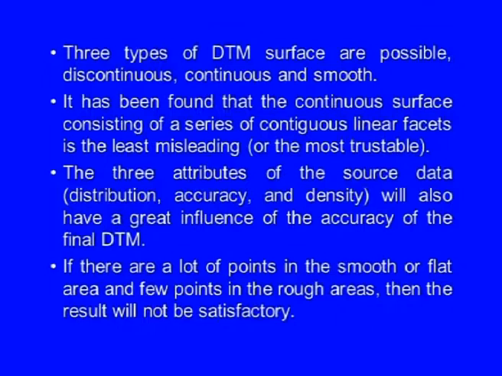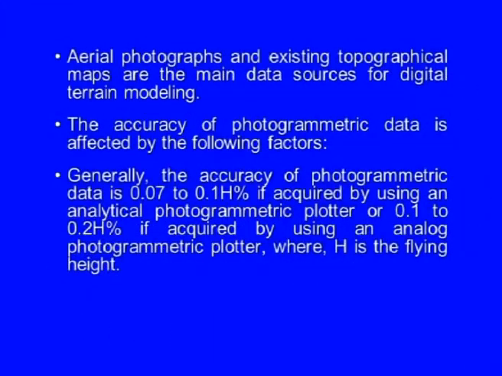If there are a lot of points in the smooth or flat areas and only a few points in the rough areas, then the result will not be satisfactory. Aerial photographs and existing topographical maps are the main data sources for digital terrain modeling. The accuracy of the photogrammetric data is affected by the following factors.